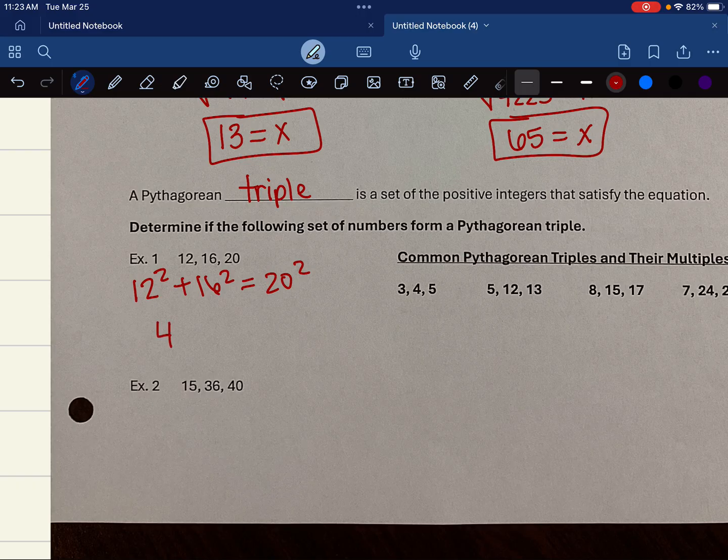400? What's 20 squared? 400. So is this a Pythagorean triple? Yes.